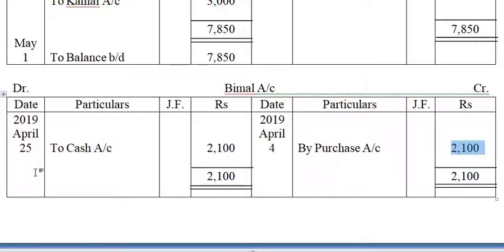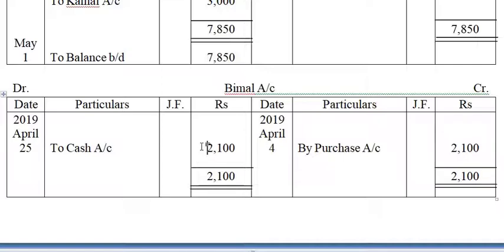And on 25th, you are making the payment. So BML is lying towards the debit side. So you will make the payment to him, that is to cash account, 2,100. So you can see in this particular account that the account of BML is matching. Okay, the total of the credit side and the total of the debit side is matching out here.